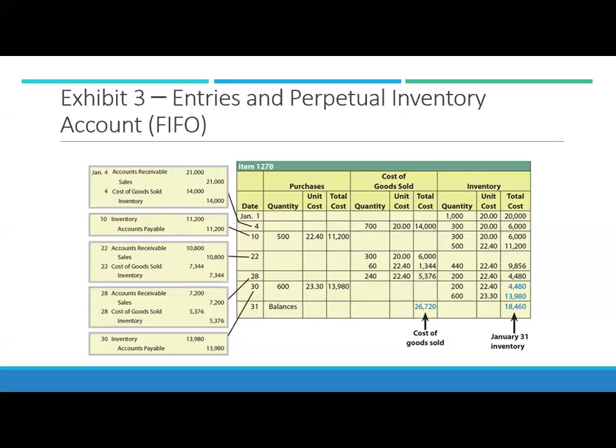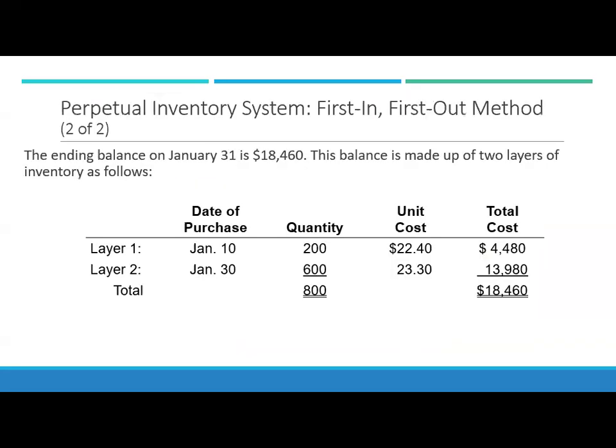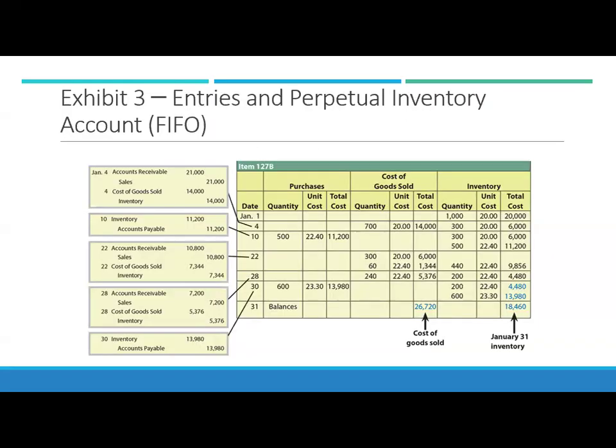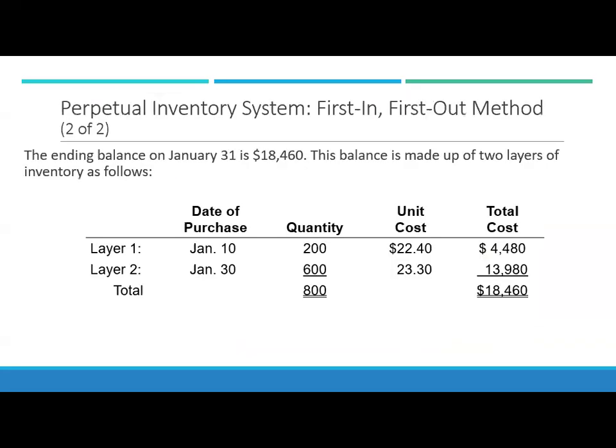Then we make another purchase on the 30th for $23.30 per unit. And to get the total inventory here, we have two buckets of inventory now. We have 200 units at $22.40 and 600 at $23.30. If we add those both up, we get $18,460 is our ending inventory balance. And our total cost of goods sold throughout the period was $26,720.